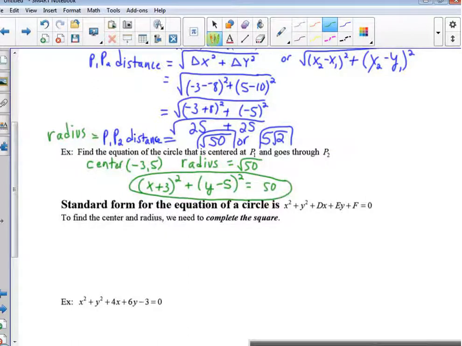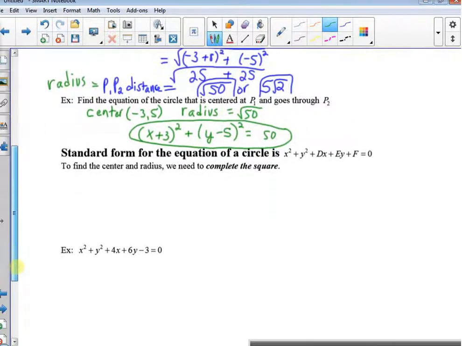All right, next part we're going to be looking at hopefully some review here on completing the square. Here's your standard form. We already did a standard form problem. We set it equal to 0. Sometimes you're going to be given them in standard form, and then you need to be able to figure out what the center and the radius of the circle are based on completing the square. So I've got some steps for completing the square.